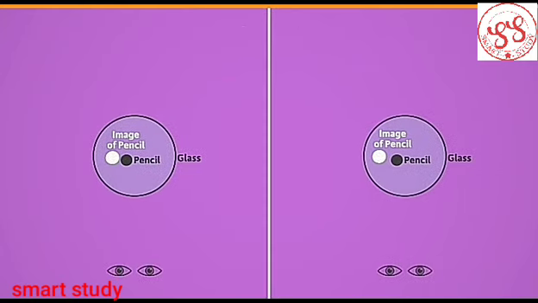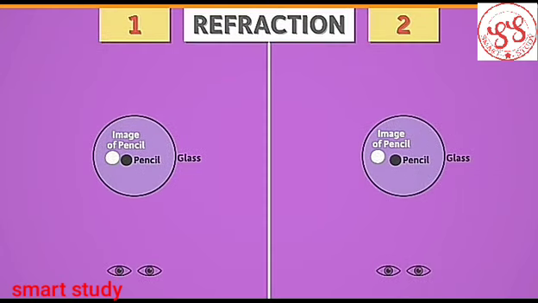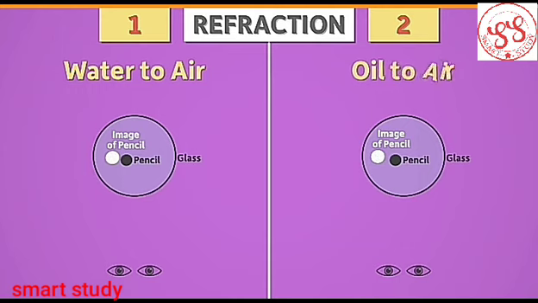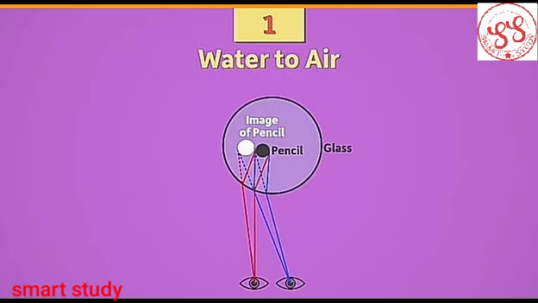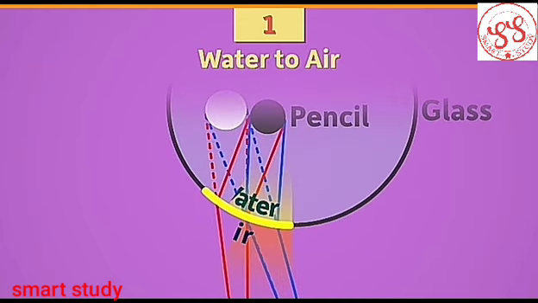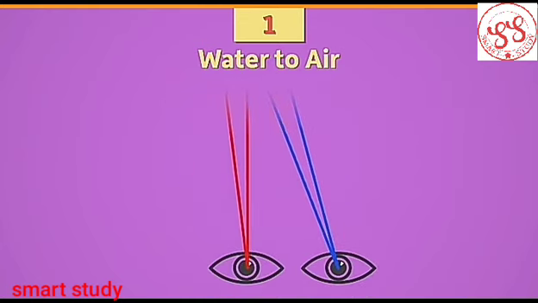Let me explain it in detail. There are 2 cases here. One, refraction of light when it travels from water to air. And second, refraction of light when it travels from oil to air. We draw a simple ray diagram to represent the situation. Let's discuss the first case. We know that light is getting refracted at the boundary of water and air and is then reaching our eyes.